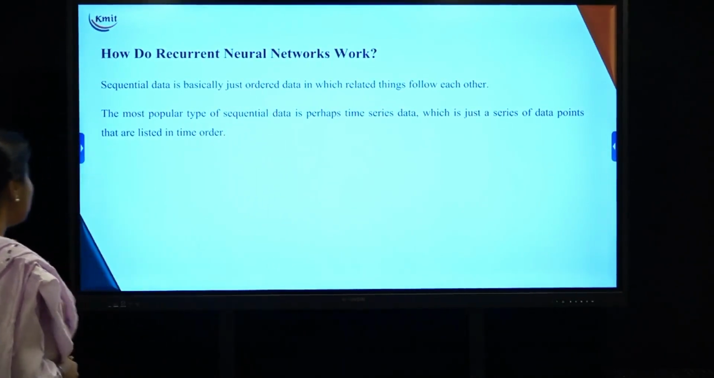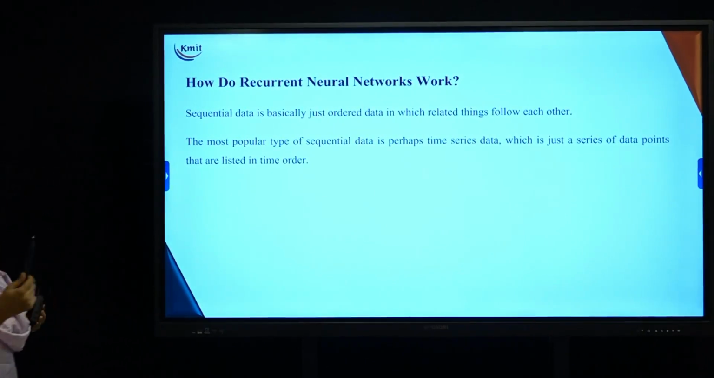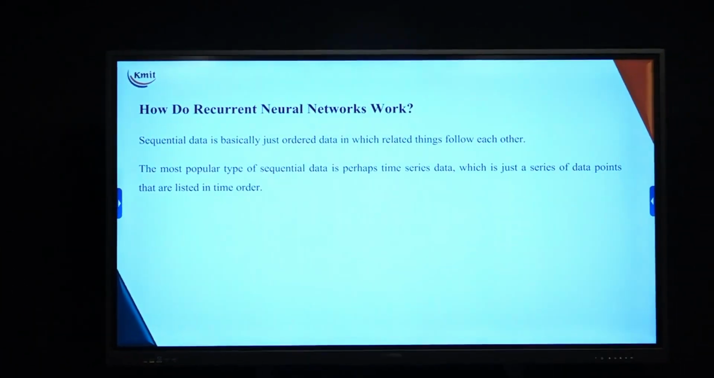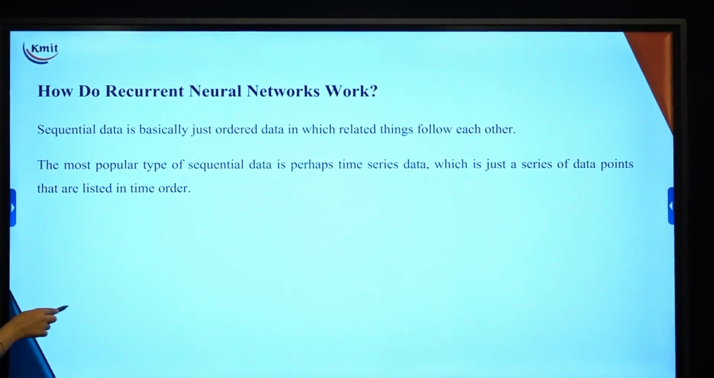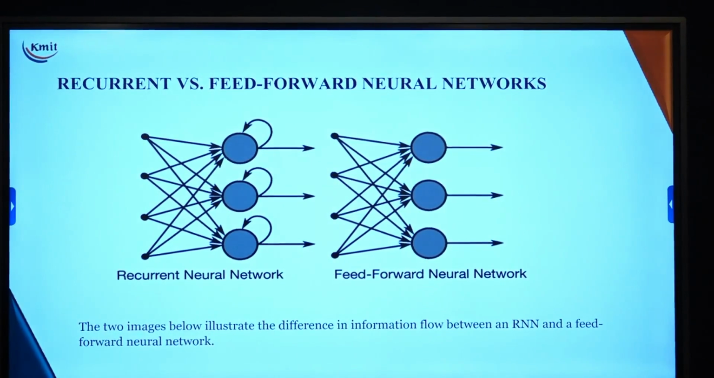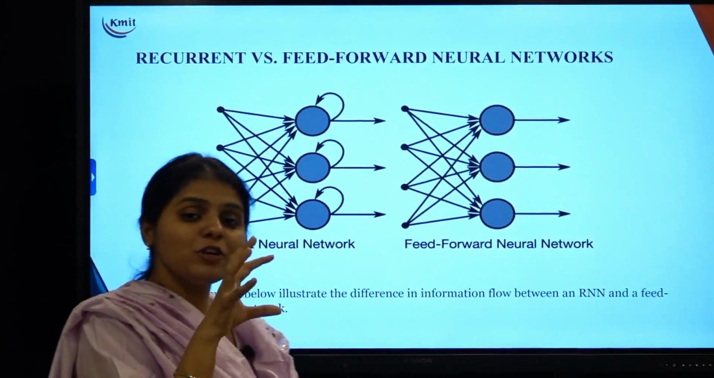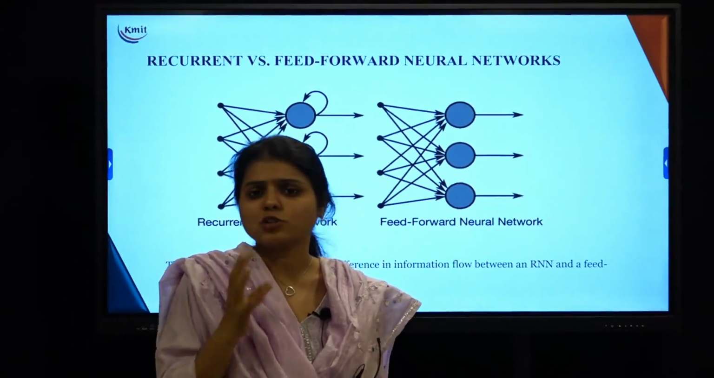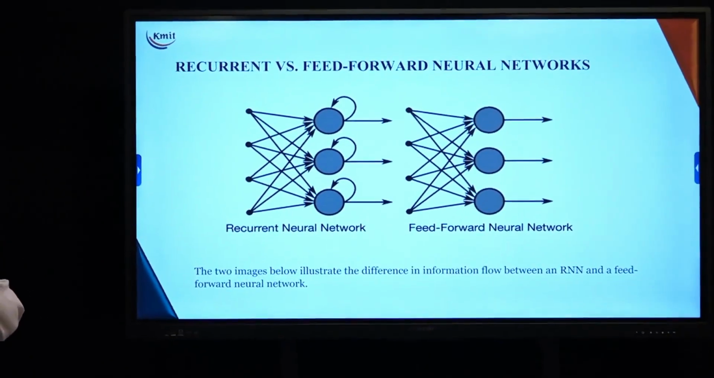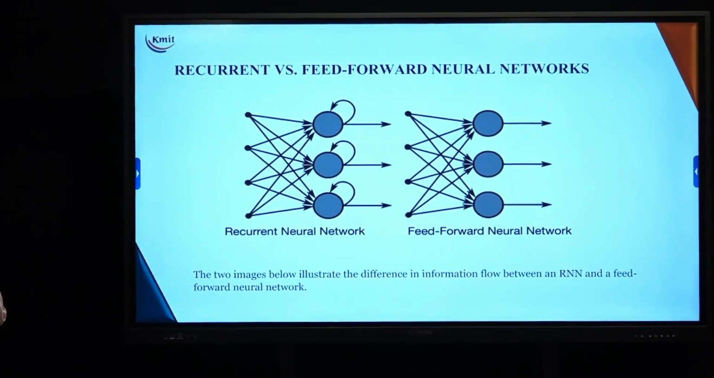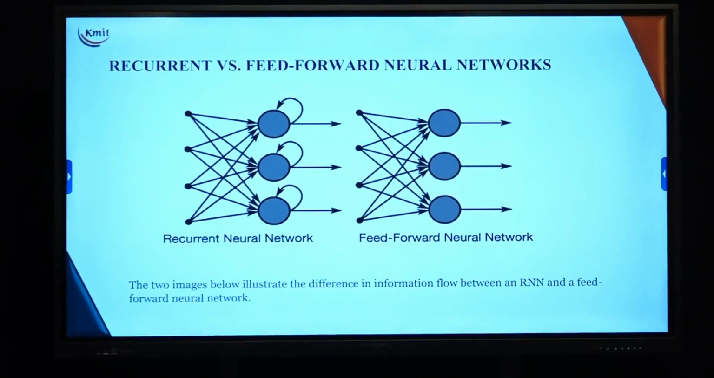Now, the most popular type of sequential data is perhaps time series data, which is a series of data points that are listed in time order. Now, let us see in what way RNN architecture is different from the previous feed forward neural networks or basic neural networks. The two images here depict the difference in how the information is flowing in the recurrent neural network and the feed forward neural network.